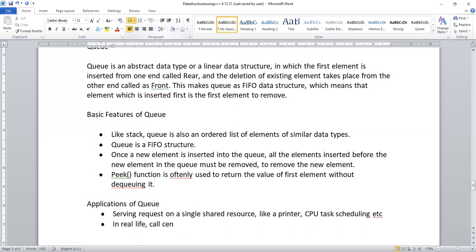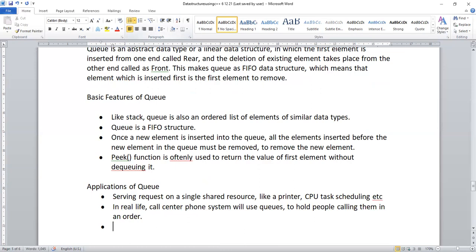In real life, a call center phone system will use queues to hold people calling them in an order. So whoever requests first, their request is served first.